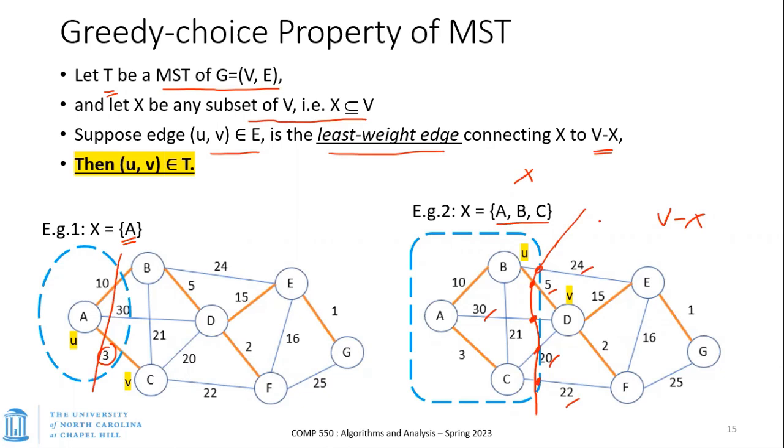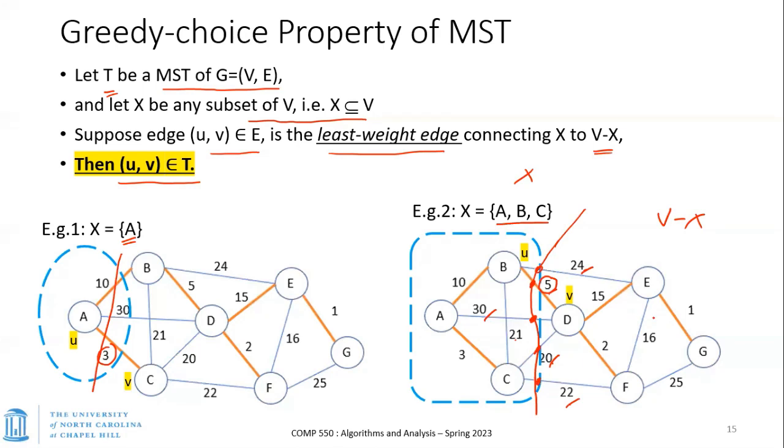Now what we're saying is that if you pick the least cost of those edges, the one which has the least weight, then that particular edge is guaranteed to be part of the minimum spanning tree T. In this case, if you look at it, you can see that out of 24, 5, 21, 20, and 22, 5 is the least weight edge.